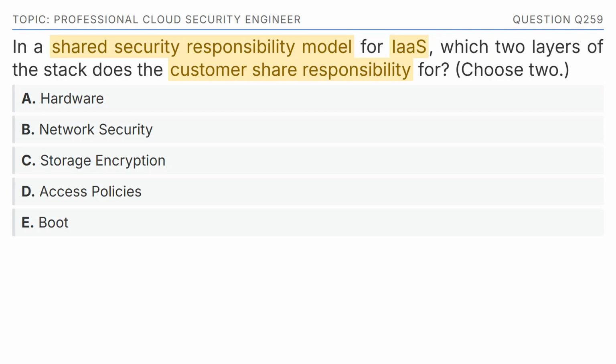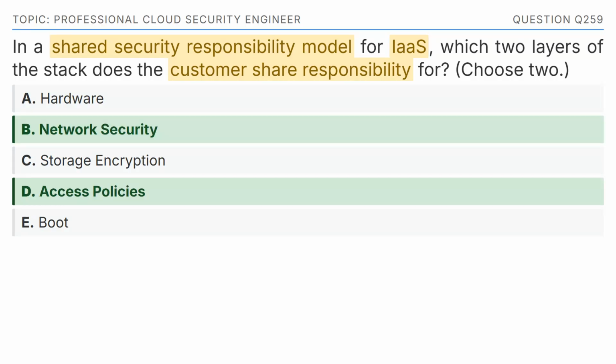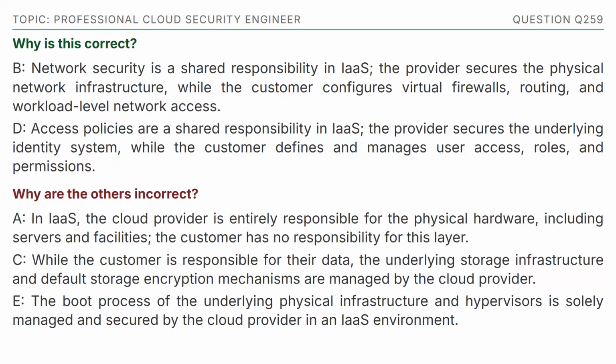To arrive at the correct answer, we focus on the keywords: Shared Security Responsibility Model, IaaS, Customer Share Responsibility. The correct answers are option B, network security, and option D, access policies. Why is this correct? B. Network security is a shared responsibility in IaaS.